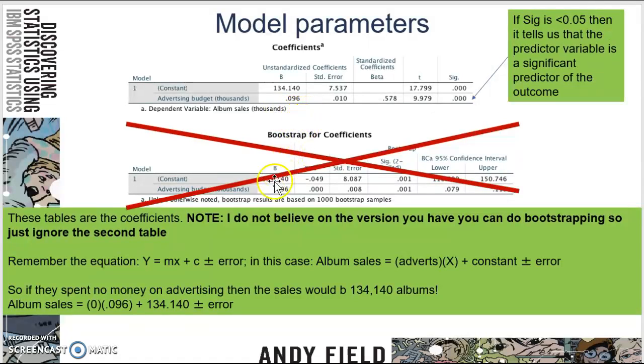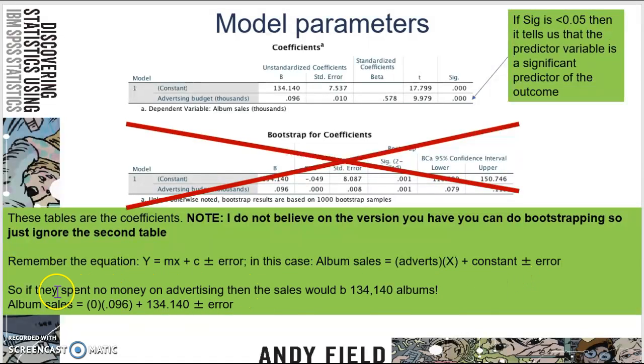All right, so when you think about your equation, I just use y is equal to mx plus c plus or minus error. But again, going back to the earlier pages, you had y is equal to b0 plus b1x1 plus b2x2 and so forth. It's the same thing. In this case, we are going to predict album sales based on advertising, and then there's going to be a value, and you're going to have a constant and your error.